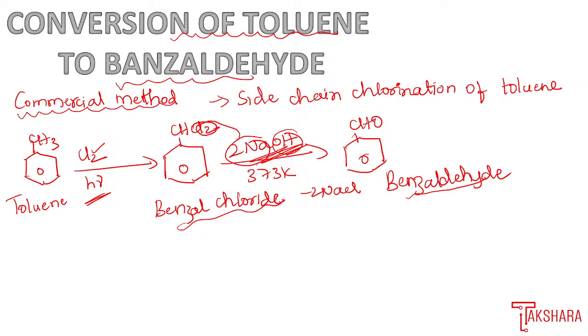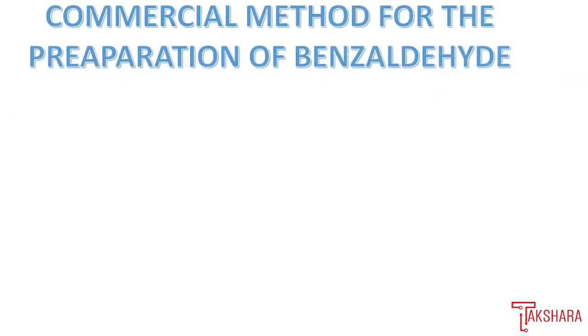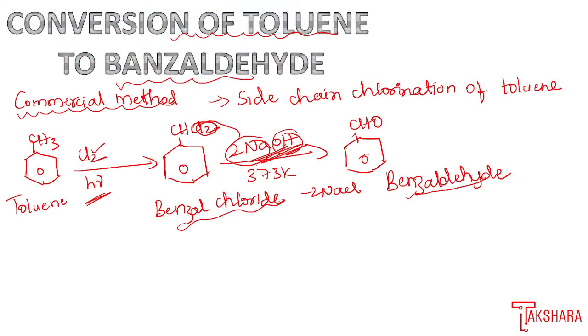See here, the first step involves what? Chlorination. In the first step, chlorination has taken place, that too side chain chlorination. So it is called the chlorination process. Next, the commercial method for the preparation of benzaldehyde. So one more commercial method we have for the preparation of benzaldehyde. Okay, so this is the commercial method for the preparation of benzaldehyde by using toluene.